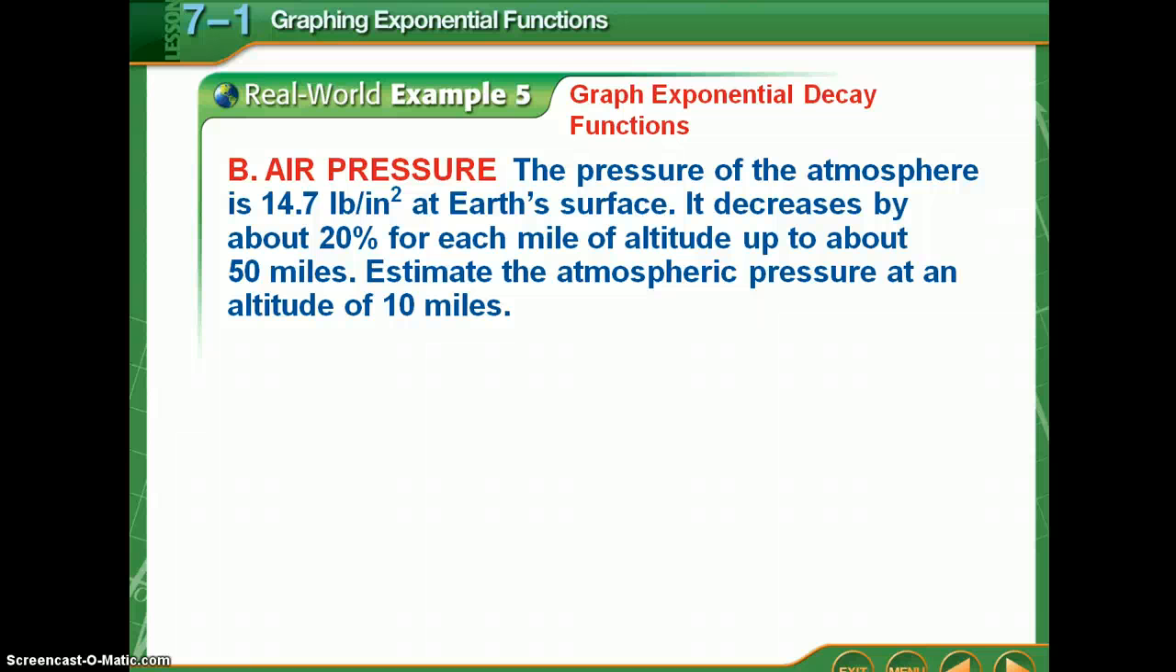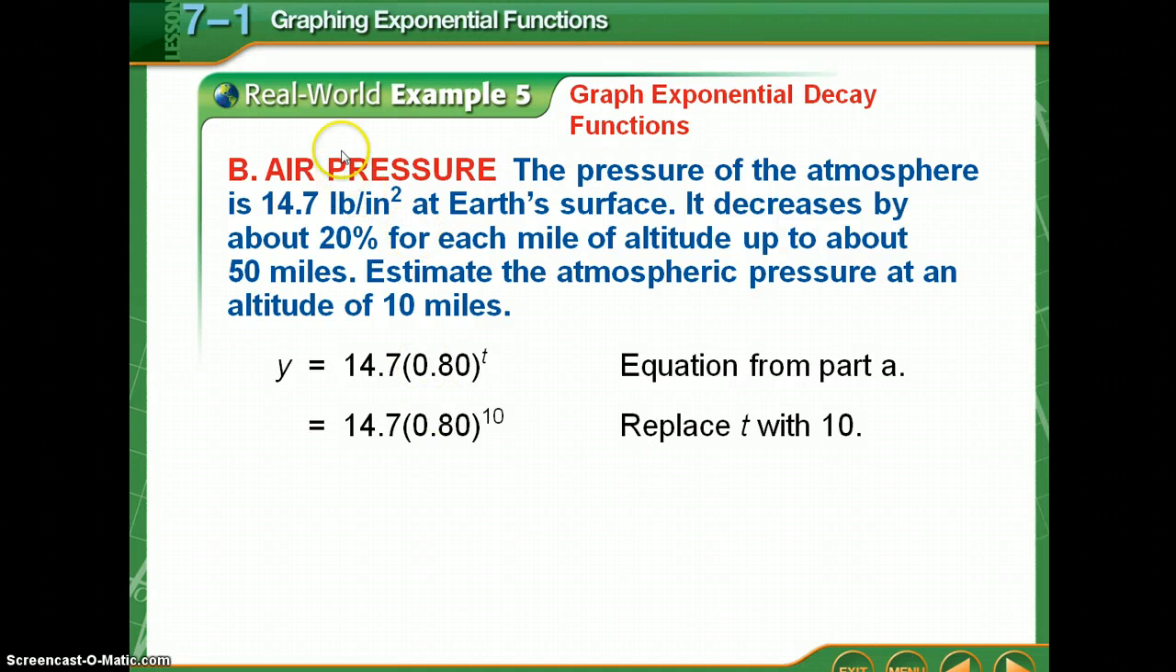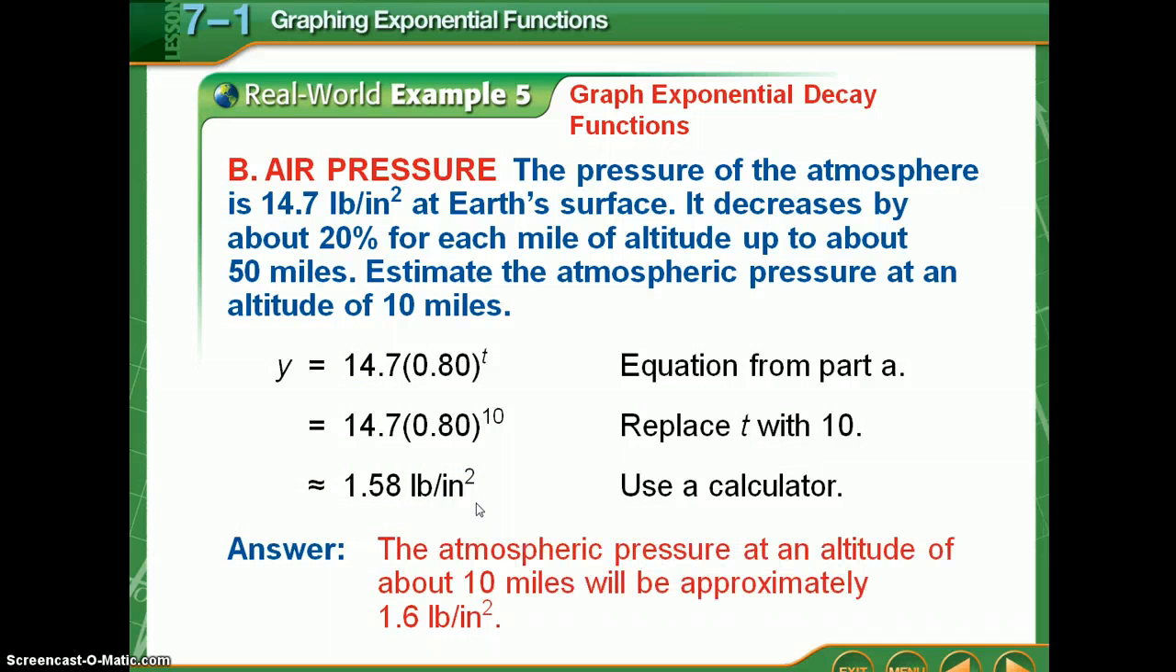So now they want us to estimate the atmospheric pressure at an altitude of 10 miles. So we're going to use the equation that we used in part A. And now we're given what t is. t is 10 miles. So we're going to replace t with 10. And we use a calculator and we get it's approximately equal to 1.58 pounds per square inch. The atmospheric pressure at an altitude of about 10 miles will be approximately 1.6 pounds per square inch.